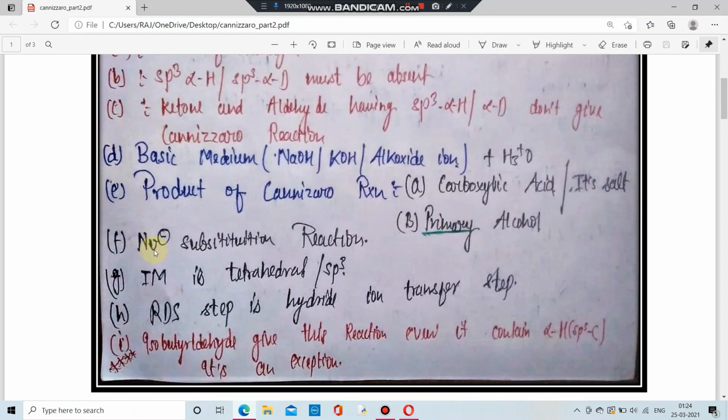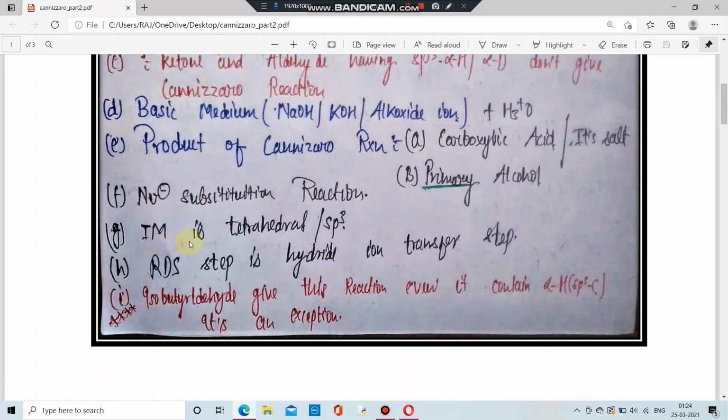Now, Cannizzaro reaction is a nucleophilic substitution reaction. During the formation of product, an intermediate forms which is tetrahedral in shape. In the mechanism, the rate determining step is a hydride transfer step.